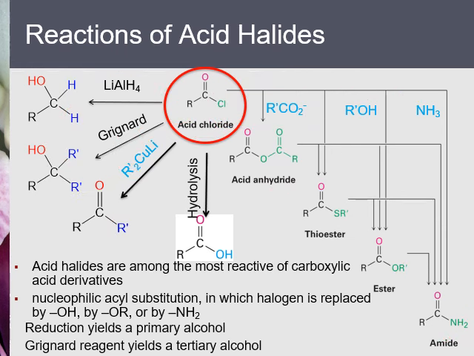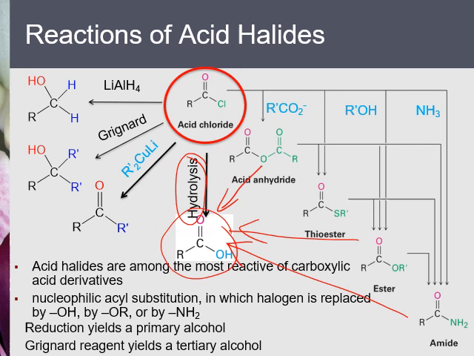Acid chloride or bromide can also be hydrolyzed back into carboxylic acid. As you know, carboxylic acid can be converted into all the acid derivatives, and the reverse is also true. Acid chloride, bromide, or anhydride, or esters, amides, they all can be converted back into carboxylic acids by hydrolysis, and that is adding water.